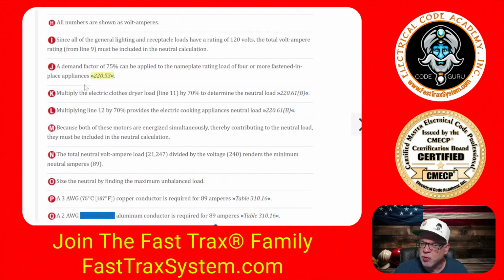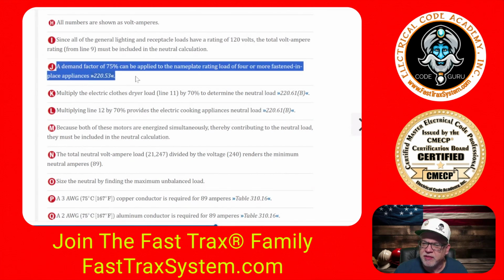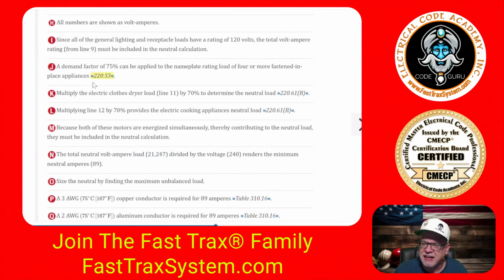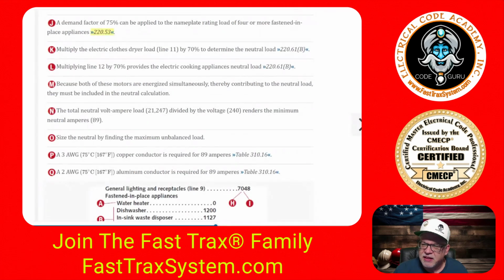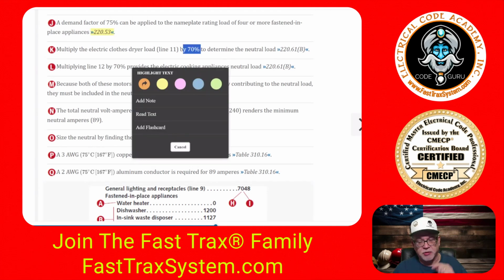The next one we're looking at is J, is the appliances, and we already looked at that. K. Now, K applies to the clothes dryer, which is the value from line 11 on original calculation. Okay, so we did a calculation using 220.54. All right, and so we did that, and here it says that we're allowed to apply another demand of 70% to that value that we calculated doing the standard method.